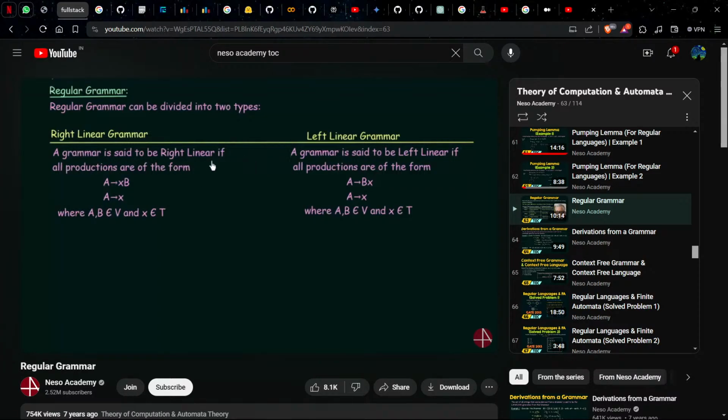A grammar is said to be right linear if all productions are of the form A gives xB, and A also gives x, where A and B belong to V, which is a set of non-terminal symbols, and x belongs to T, which is a set of terminal symbols. If you have a grammar and the production rules are of this form, you see that x is a terminal symbol and B is a non-terminal symbol. Now, if the non-terminal symbol lies to the right of the terminal symbol, then it is said to be a right linear grammar.